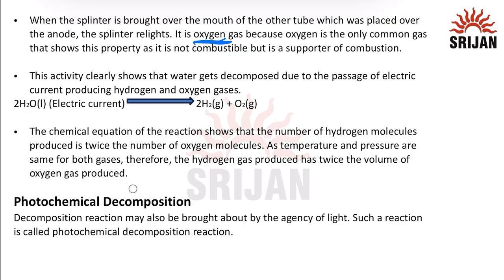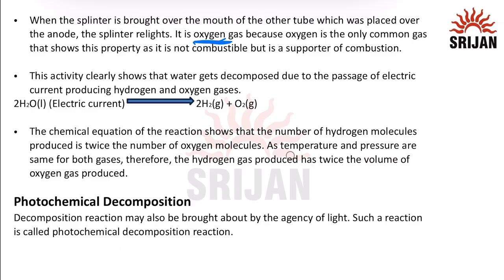We used electricity to decompose water into hydrogen and oxygen. We can also use light, and the decomposition in which we use light is called photochemical decomposition. Decomposition reactions may also be brought about by the agency of light, by using photons. Such a reaction is called a photochemical decomposition reaction.